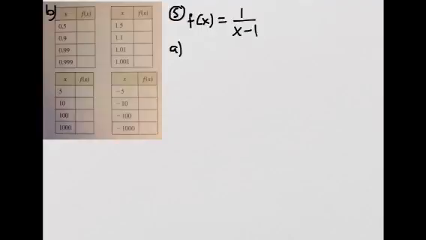Alright, so this is number 5, and they want you to A, find the domain, and then for B, fill in the tables, and for C, discuss the behavior of f near any excluded values of x. So for number 5, we look at our denominator and see that the only value here that would make the denominator 0 is 1. So the domain would be all x such that x cannot equal 1.